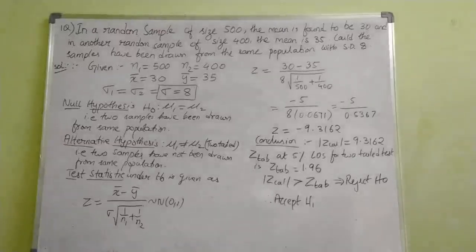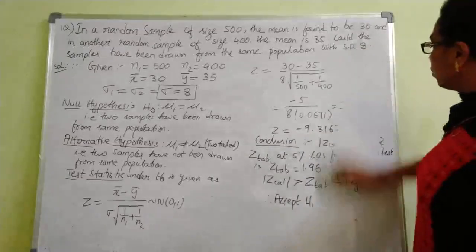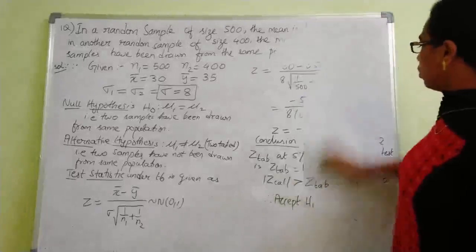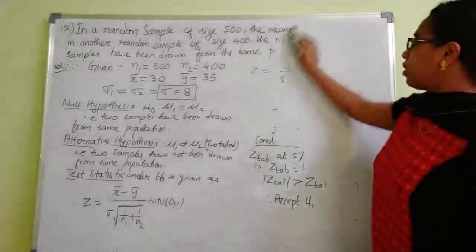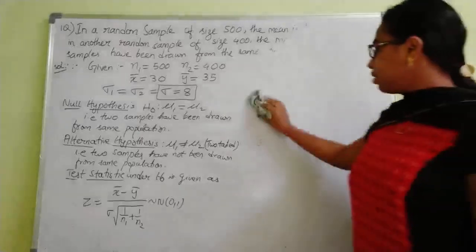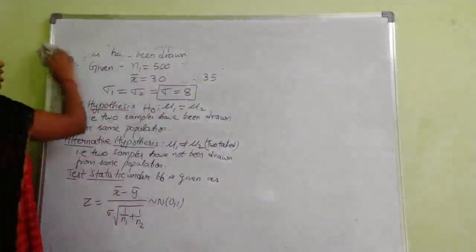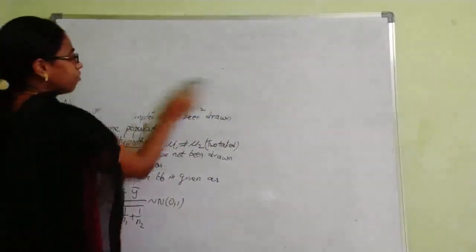Now similarly we will continue with the next problem. All the problems will be similar, you just have to identify which tail test it is from the given question. By reading it carefully, you will get an idea which type of test it is, and you have to remember the test statistic. So check whether the sigma values have been given or not given. Based on that, you will be writing the test statistic.